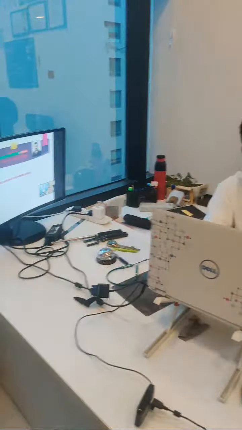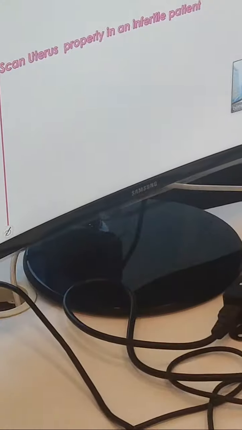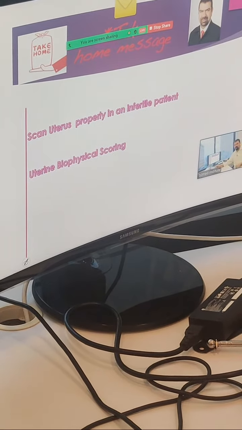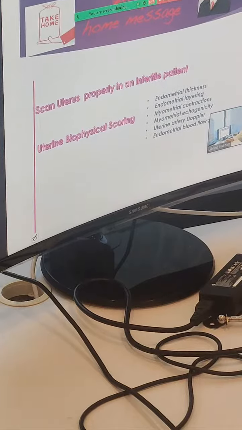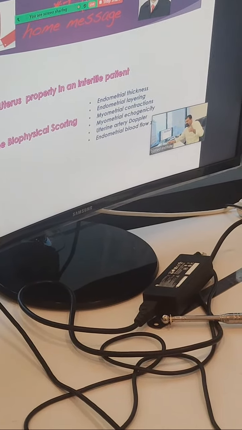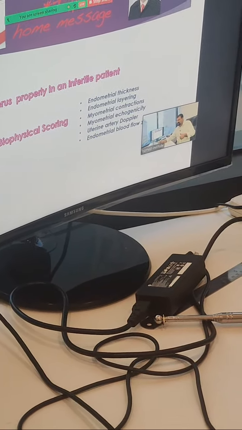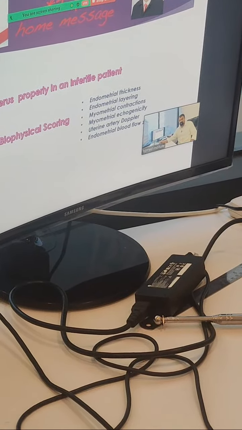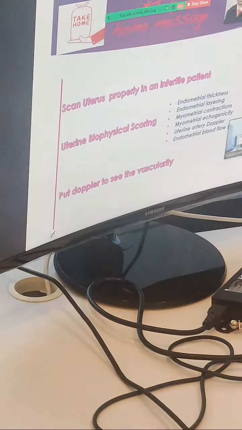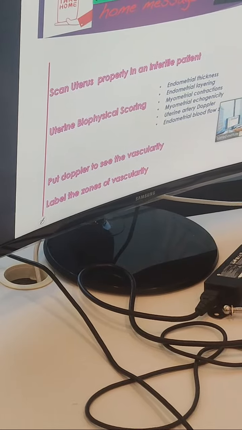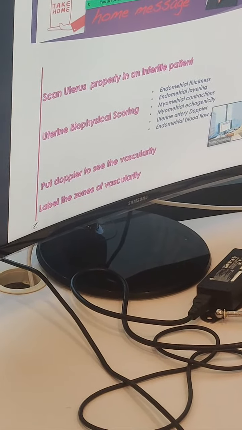So, the take home message is that we have to scan the uterus very, very properly in an infertility patient. We have to see for the biophysical scoring of the uterus. We have to see for the endometrial thickness, endometrial layering, myometrial contractions, myometrial echogenicity, uterine artery Doppler, and endometrial blood flow in which zone. Then you can put a Doppler to see the vascularity. Label the zone of vascularity. This is very, very important.